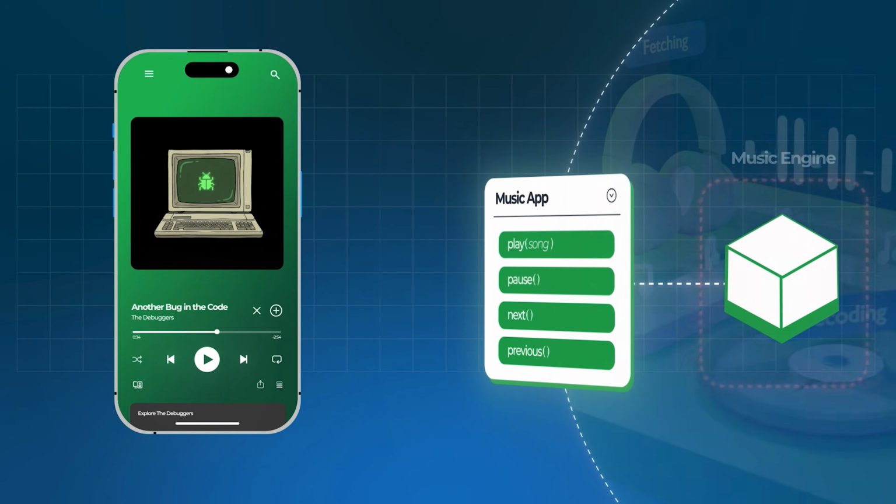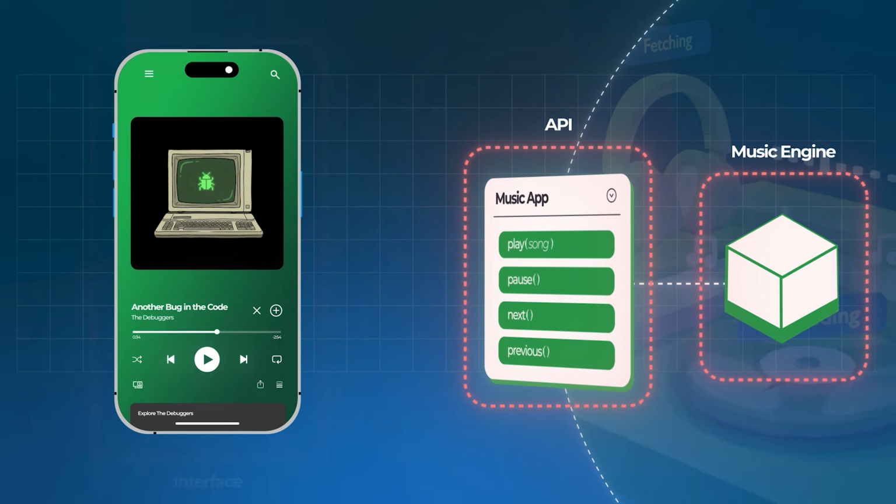The interface doesn't know anything about buffers or codecs. It never reaches the inside. When you tap a button, the interface is simply sending a request. Please run this action. The music app receives the request and takes care of all the work internally. Then it replies with the result. And just like that, your song starts playing. At this point, we already have a working application, a music engine, an API, and an interface.